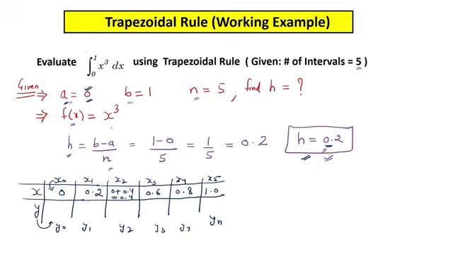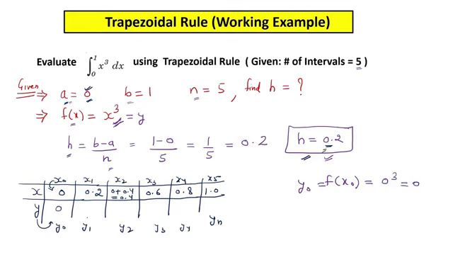We have to use this function f of x, which is given to us. So this f(x) is actually y. If we have to find y0, that means we have to find the function value at the x0 point. So we have to put x0 in this x cube. And what is x0? It is 0. So 0 cube will be 0.